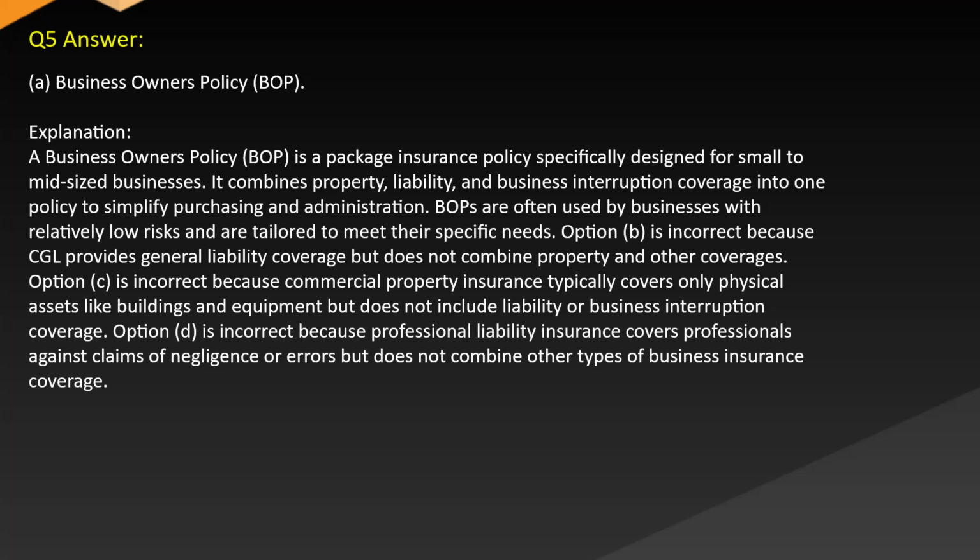Option B is incorrect because CGL provides general liability coverage but does not combine property and other coverages. Option C is incorrect because commercial property insurance typically covers only physical assets like buildings and equipment but does not include liability or business interruption coverage. Option D is incorrect because professional liability insurance covers professionals against claims of negligence or errors but does not combine other types of business insurance coverage.